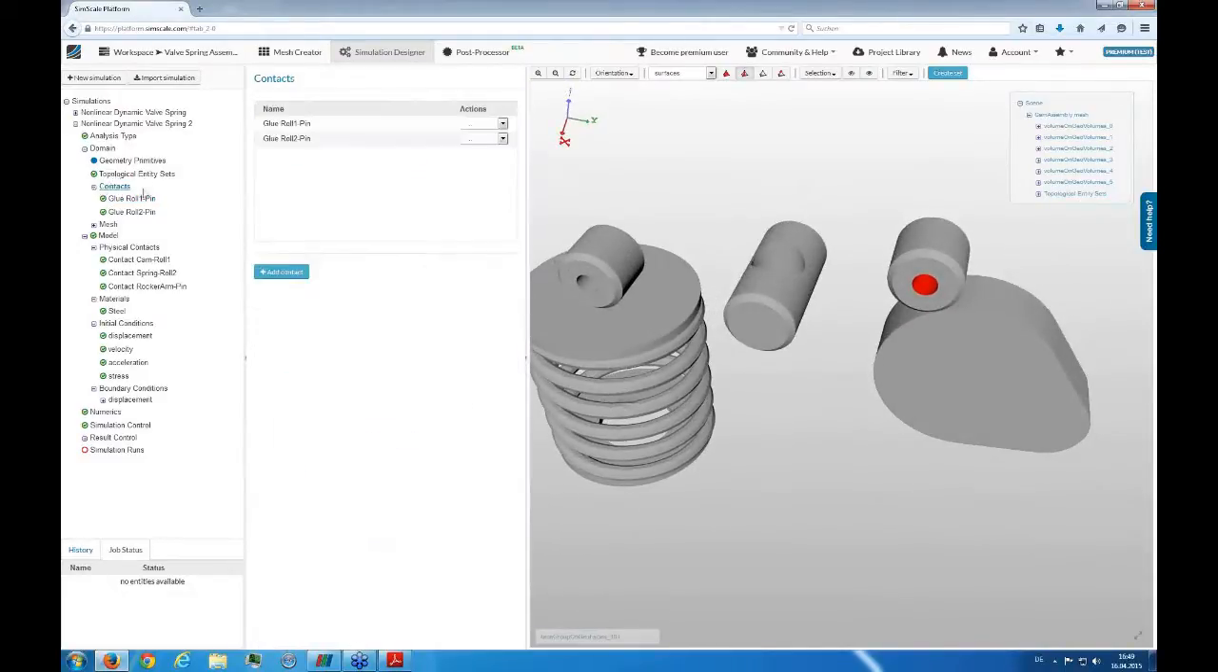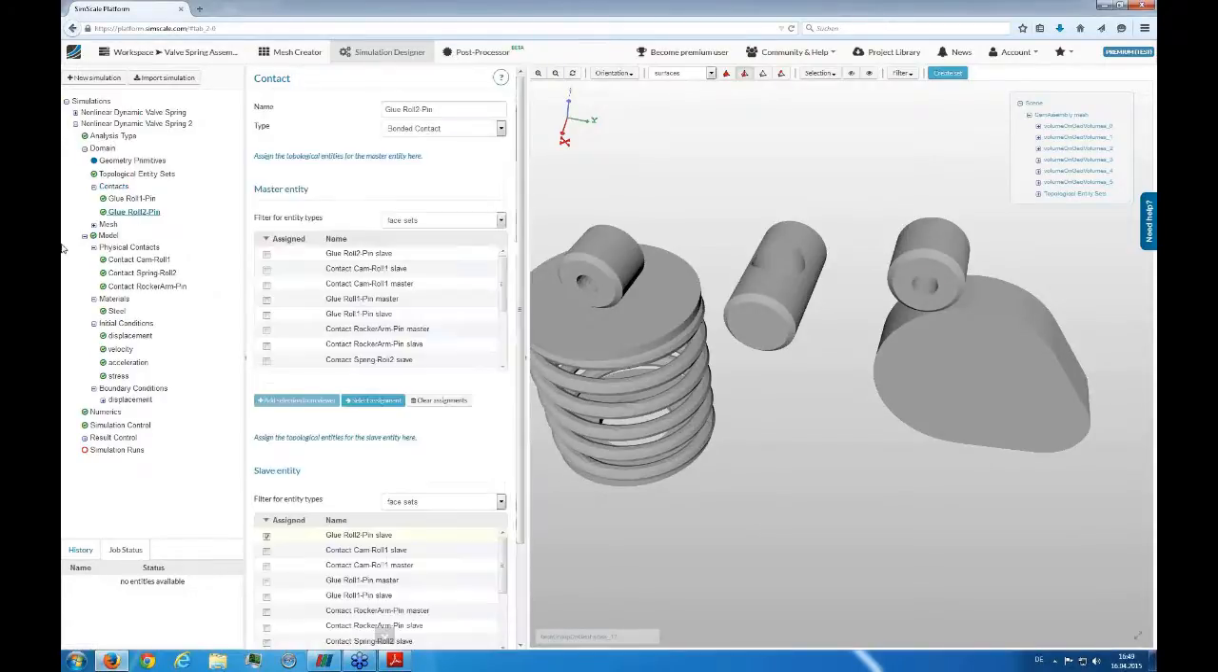You just have to keep in mind that these contacts are linear contacts and rather connections than contacts. So the parts are in a defined state. They cannot separate or come in contact with each other. Either they're in contact all the time or they are not.